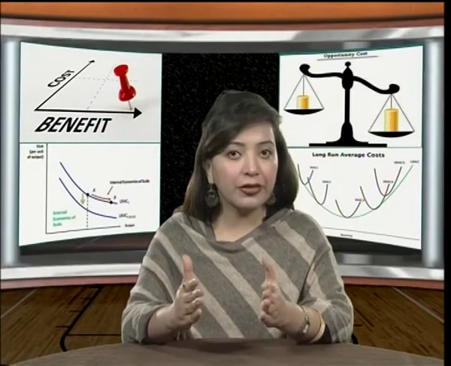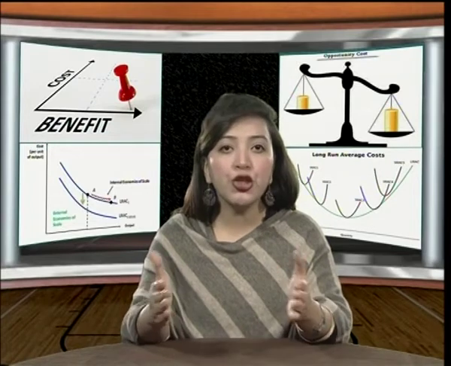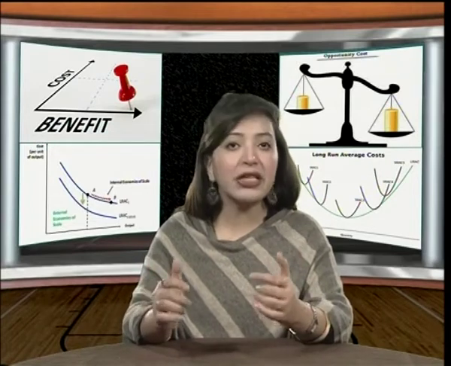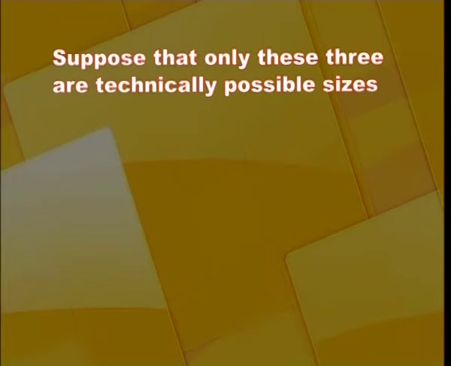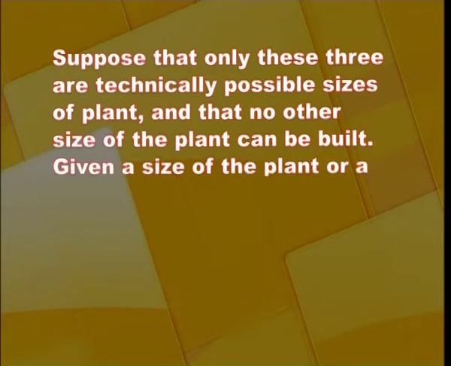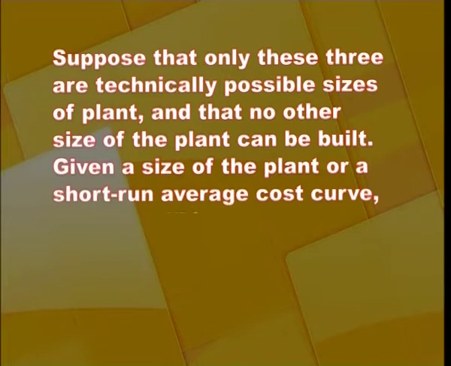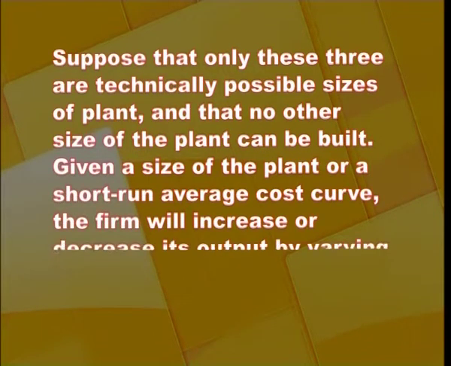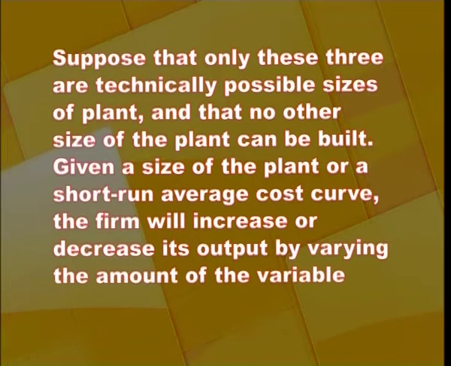In the short run, the firm can be operating on any short run average cost curve given the size of the plant. Suppose that only these three are technically possible sizes of plant and that no other size of the plant can be built. Given a size of the plant or a short run average cost curve, the firm will increase or decrease its output by varying the amount of the variable inputs.